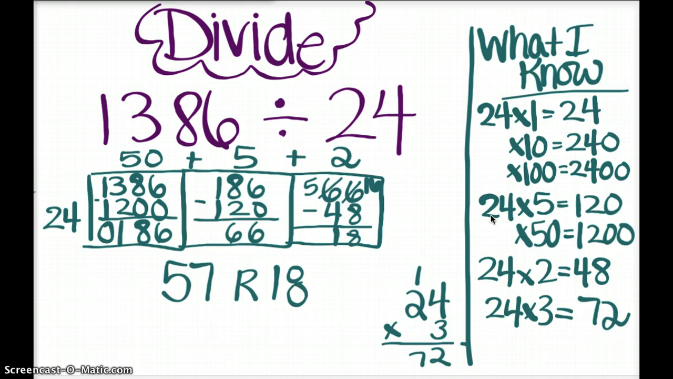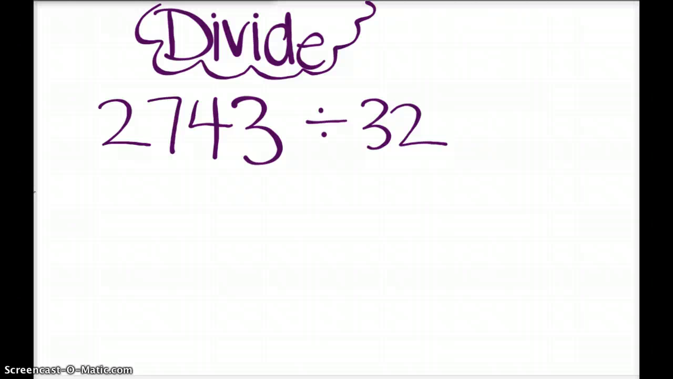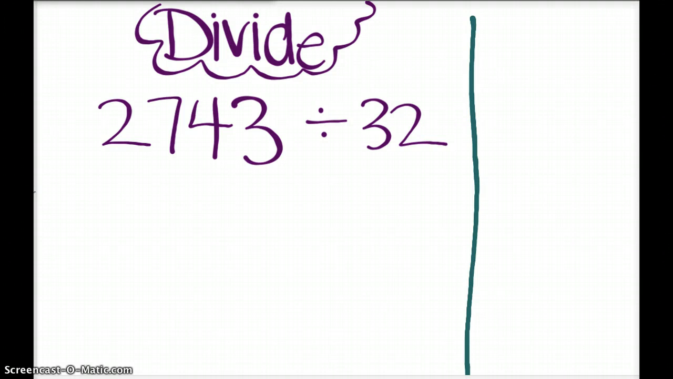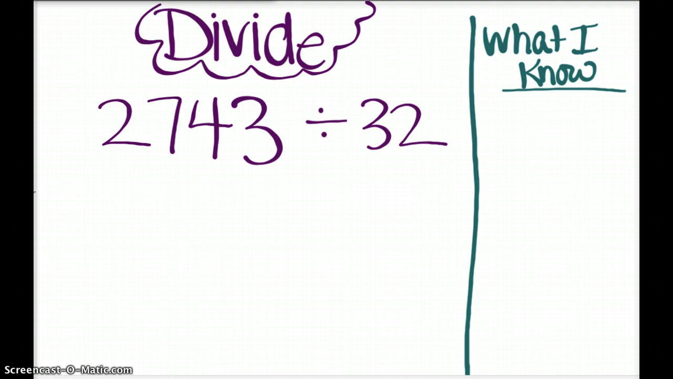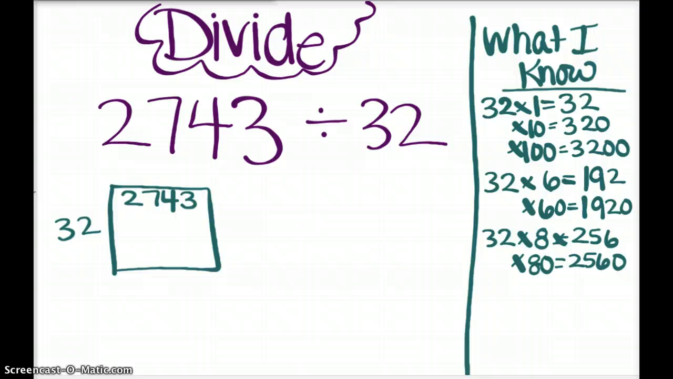Okay, if you went wrong, see where you went wrong and try the problem again to see if you can get it right. Here is another example for you to try. 2,743 divided by 32. Remember, you want to start off with your what I know column about what you know about 32. Good luck.